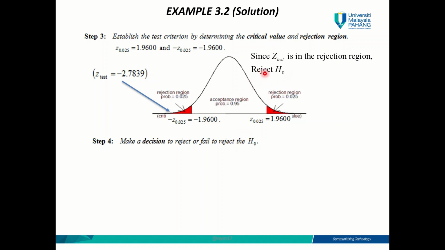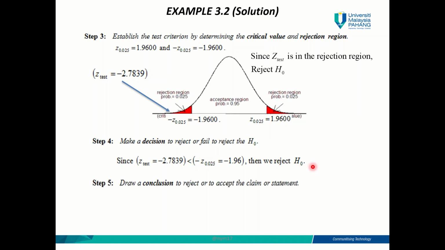Okay, so you can also write the decision like this. Since Z test is smaller than the negative Z critical value, then we reject H null. That is step number 4. Step number 5, draw a conclusion to reject or to accept the claim. Okay, so step 5 is about the claim. Alright, step 4 is about H null, and step 5 is about the claim, to reject or to support our claim.